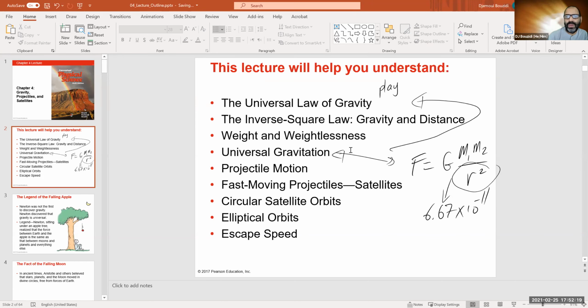So again, the inverse square law is this number, okay? And then weight and weightlessness, basically that concept, and I told you about that experiment that you guys can do. Projectile motion basically is because of the force of gravity. If you take a rock, for example, and you throw it, it's going to follow this curve, okay? That's what we mean by projectile motion. It needs an initial velocity, and it's going to go and fall somewhere, and this distance is the range of the projectile, and the time it takes to go all the way and come back is the time of flight.